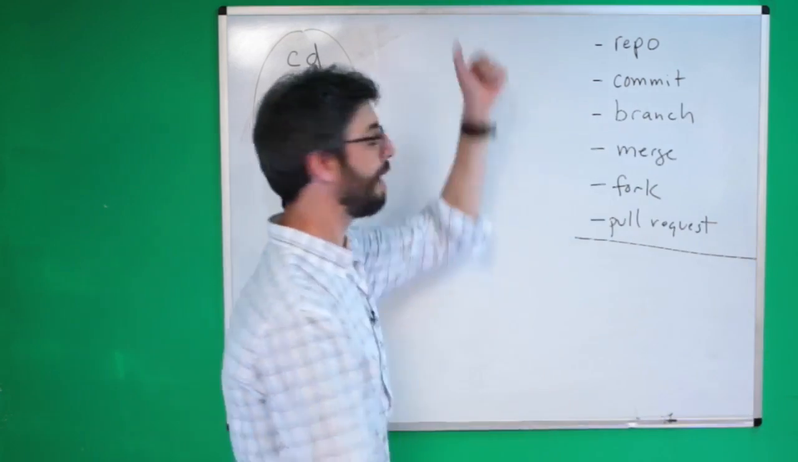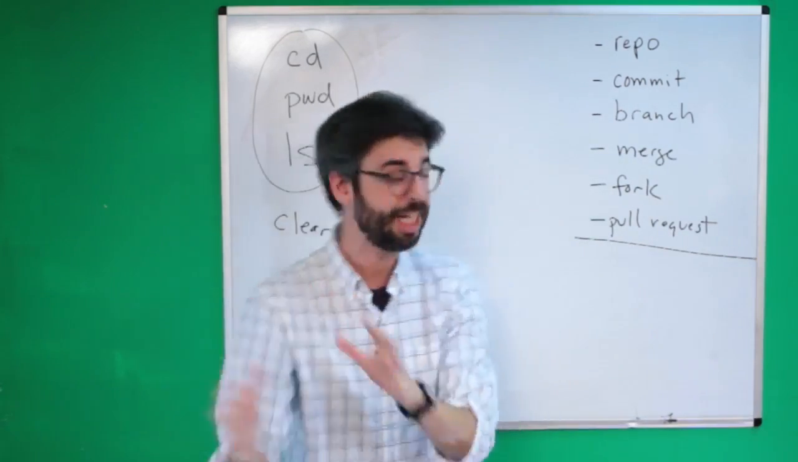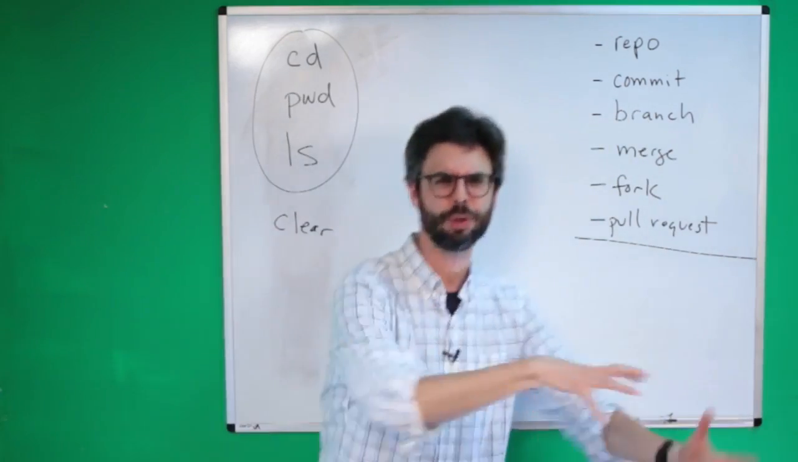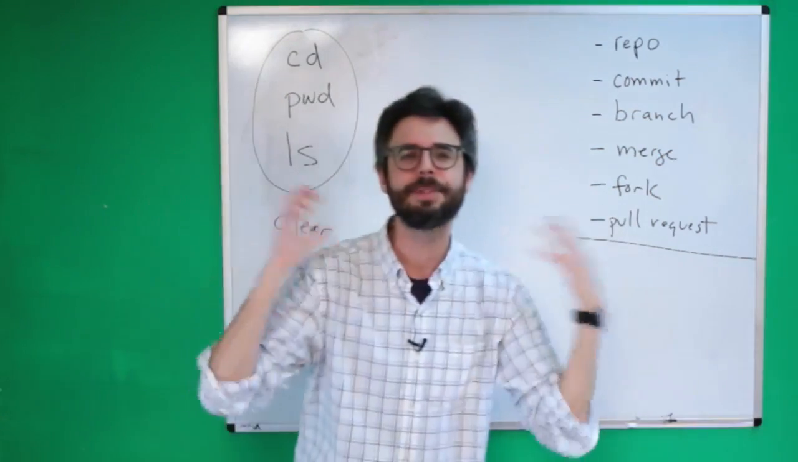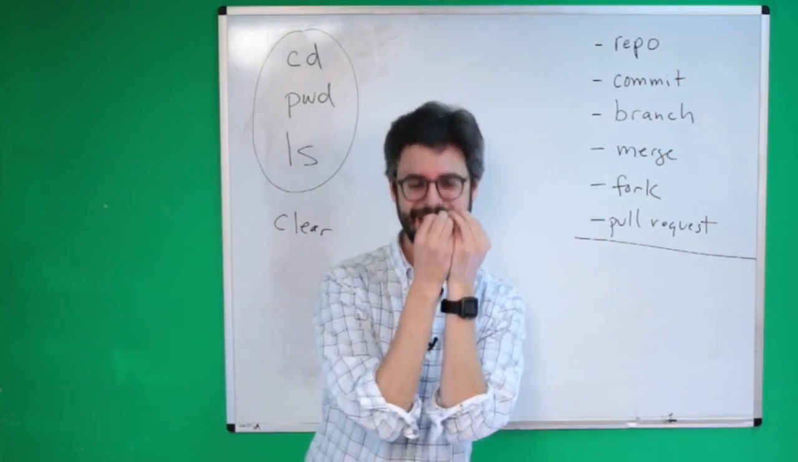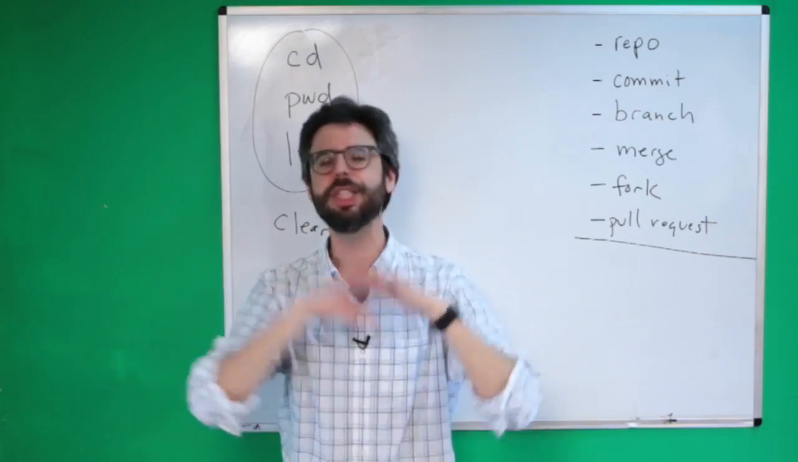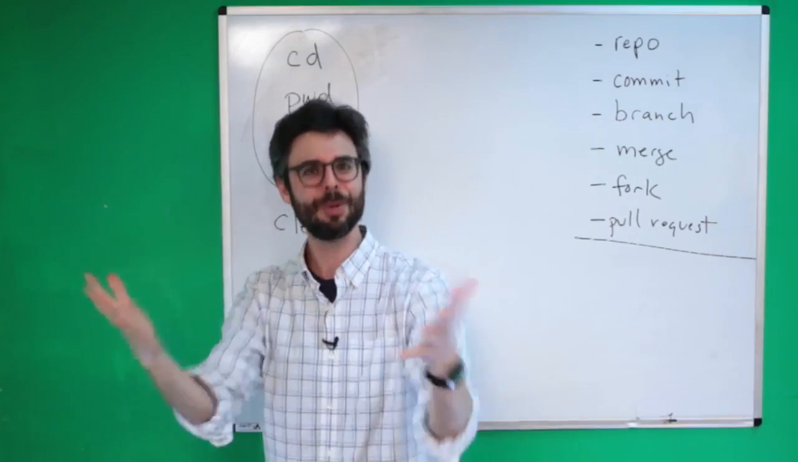Here's my list of concepts. You have a Git repository. You can make commits, which are like changes. You can make branches. You can merge branches. You can fork. You can do a pull request. All these types of things that you can do with the Git software. You can do all those things just using the GitHub website through its interface.